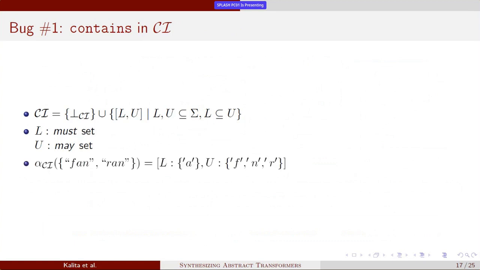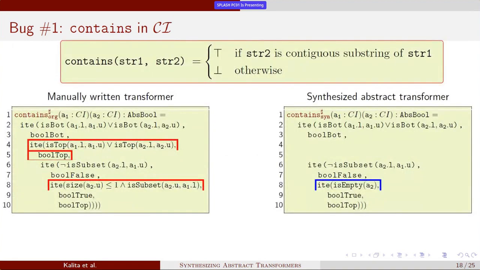Now take this example, fan and ran. Since A is in both fan and ran, the must set contains A and the may set contains F and R. Well, A should also be there. No, I missed it. Sorry. Okay. Now, since we have got the hang of the character inclusion domain, let's talk about the bug.